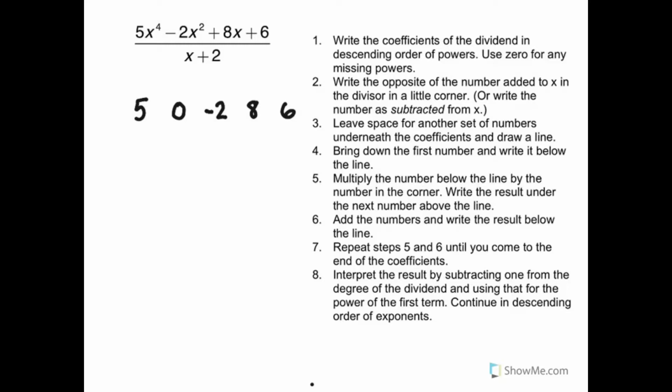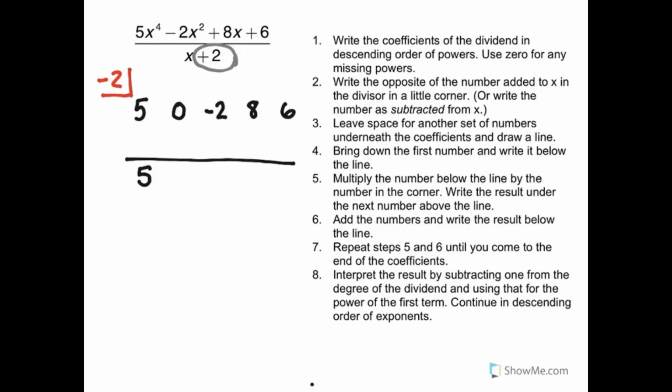Now I'm going to write the opposite of the number added to x in the divisor. So I look at that, that's a plus 2. I'm going to write it the opposite, negative 2, and I make it in a little corner. That's just how we write it. Now I'm going to put a line underneath, leaving space for another set of numbers. And I start by bringing down the first number, which is 5 here, and writing it below the line.